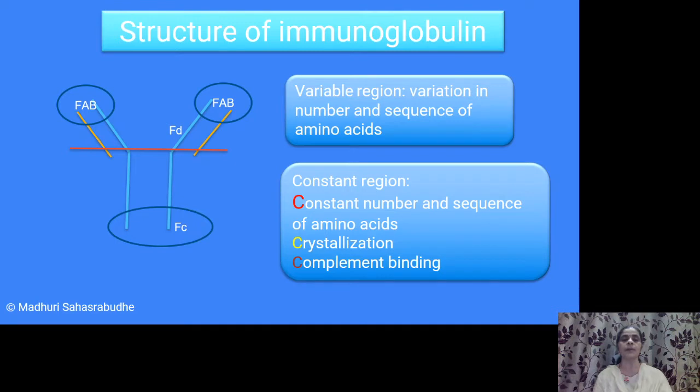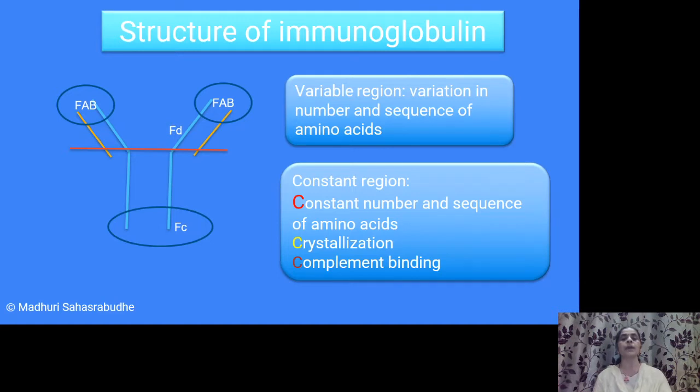Why is it called variable? Because the variable region is the region which shows variation in number and sequence of amino acids, whereas the constant region shows a constant number and sequence of amino acids. So C stands for constant, that is one reference of the C. Secondly, C stands for the fragment which undergoes crystallization. Third is the fragment which shows complement binding ability. So C has 3 meanings: C refers to constant, C refers to crystallization, and C refers to complement binding.